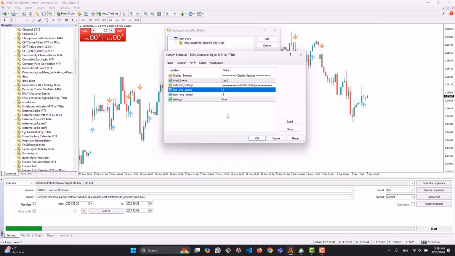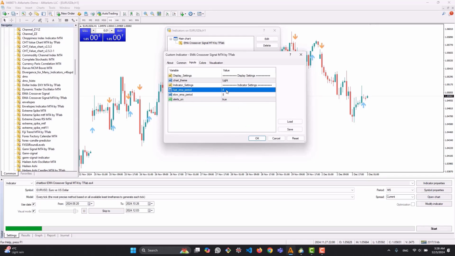The first option in the settings is the period of the fast moving average, which has a shorter period compared to the slow moving average. The next option is the period of the slow moving average. And the last option, if set to true, will display the alert directly on the chart when the signal is simplified.